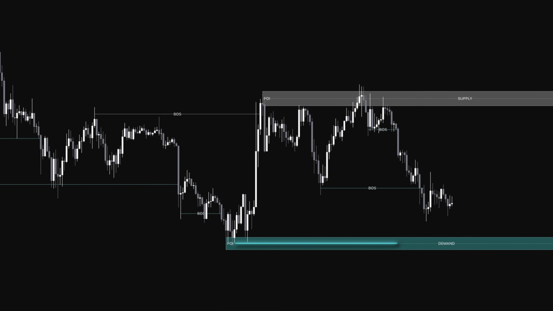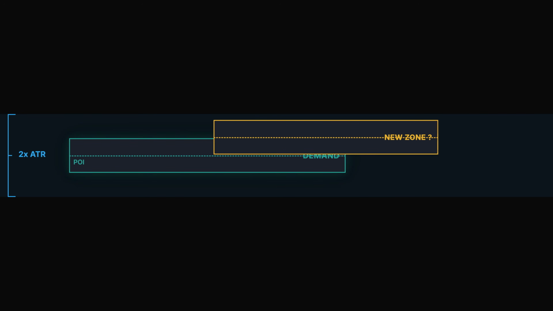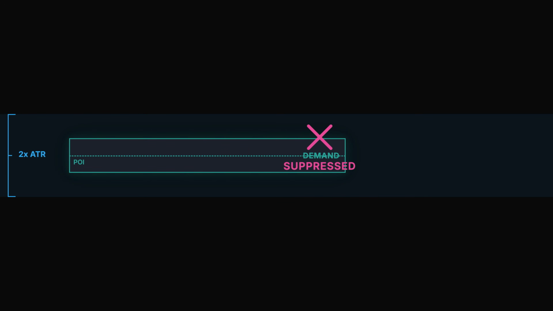The midpoint of each zone is plotted as a POI line, which serves as the primary reference level within the box. The overlap prevention logic compares the midpoint of any new candidate zone against all existing zones on the chart, using a threshold of 2 times ATR. If the new midpoint falls within that distance of an existing zone's midpoint, the new zone is suppressed entirely.